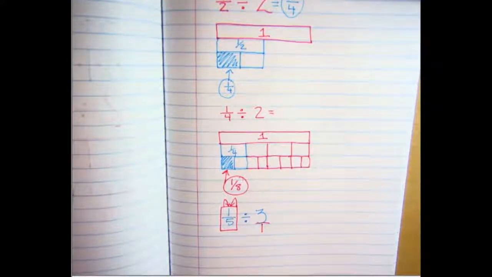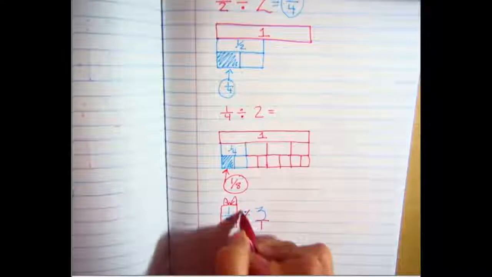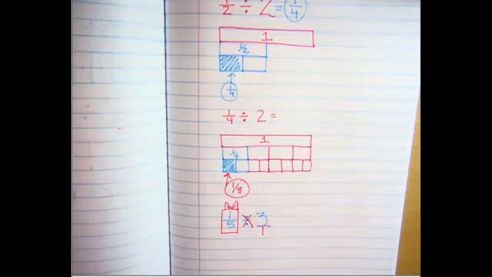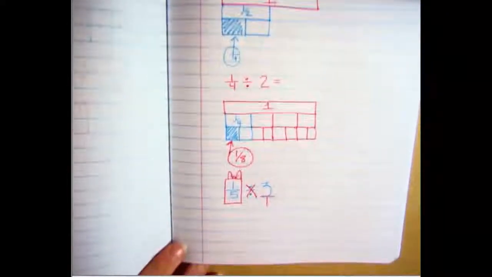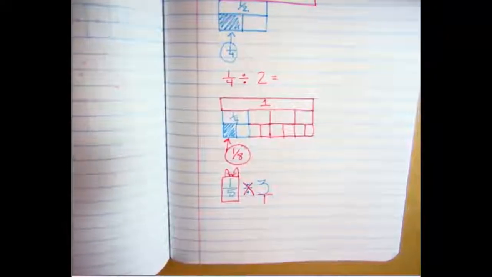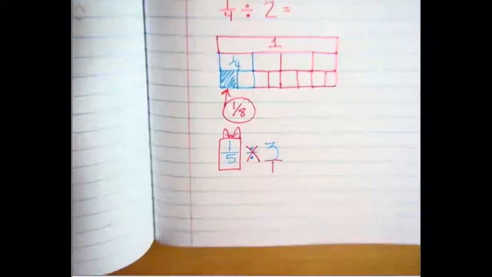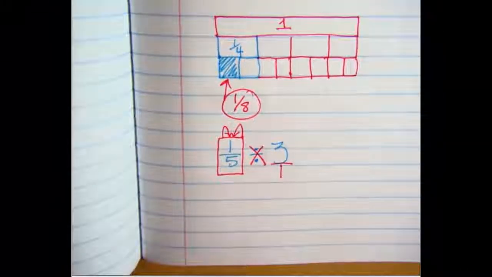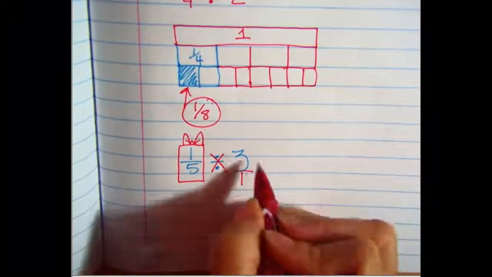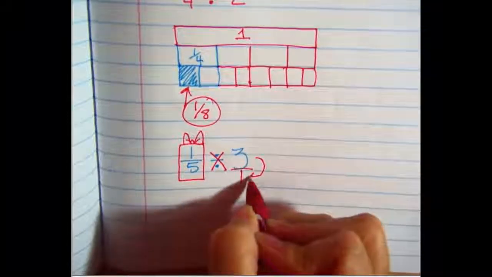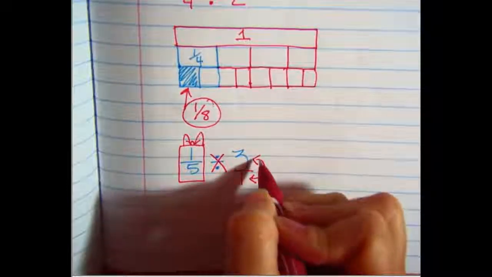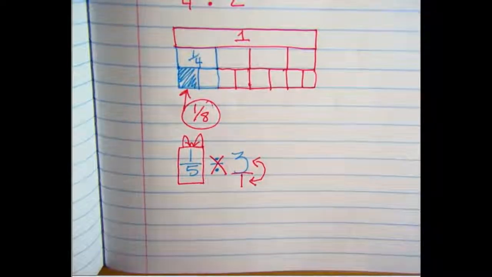Do most 5th graders like to multiply or divide? Multiply, because it's a whole lot easier. We're going to change him. We hate him. We change him. We're going to cross him out and make him a multiplication symbol. Are you with me? Yes. All right. Now I got to take care of the 3. I'm going to flip him around so he's upside down. I'm going to put the 1 on top and the 3 on bottom. And I'm going to flip him.